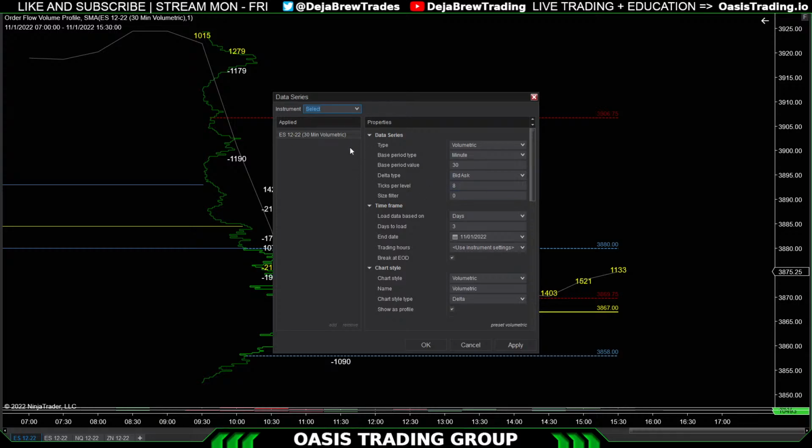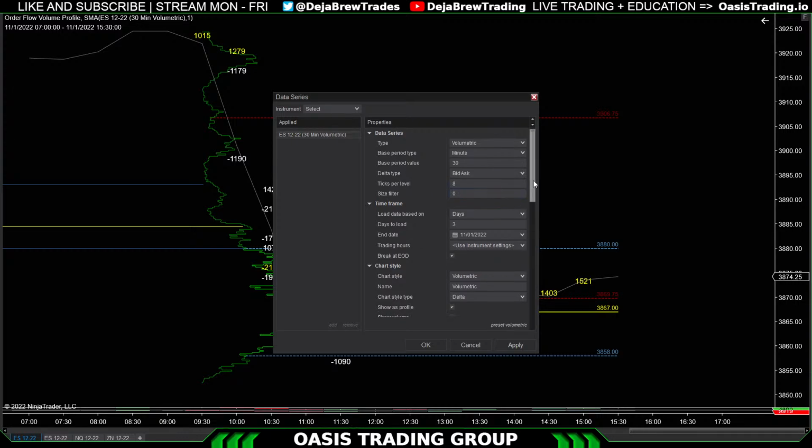Basically the same settings that we had on the 5-minute, but it is going to be volumetric, 30-minute, bid to ask, and this is one of the big changes. Instead of having 1 tick per level, we had to tighten it up. So now we are using 2 points for each level. So that's 8 ticks per level, which if you are an ES trader, is 2 points. So we're using 8 ticks per level, 0 size filter.